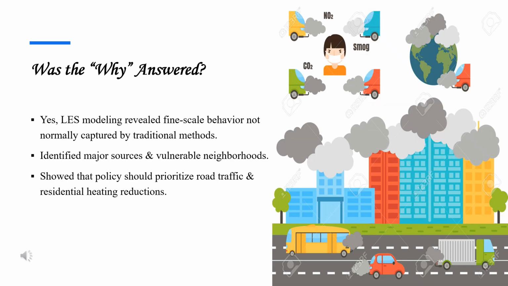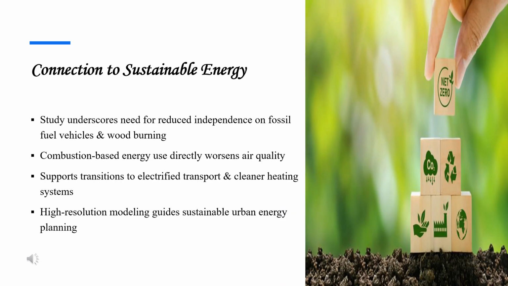We could say that the why was answered. The LES modeling revealed fine-scale behavior that was not normally captured by traditional methods. It identified major sources and vulnerable neighborhoods, and it showed that policy should prioritize road traffic and residential heating reductions. So how does this connect to our main topic?